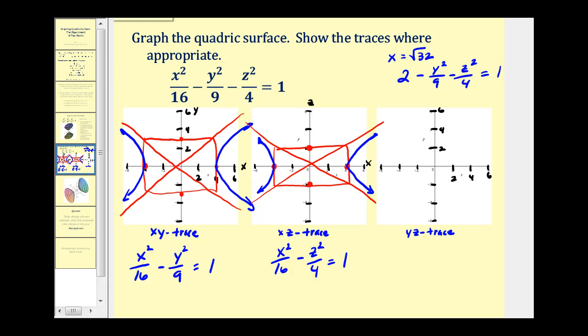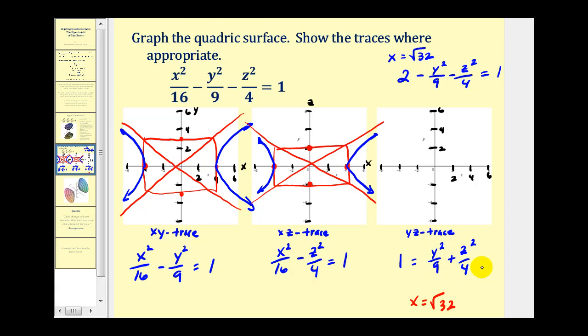So what we're going to use for our trace is going to be 1 equals y squared over 9 plus z squared over 4. And again, we subtracted the 1 to the other side. That's why this was positive 1 on the left. So now this really isn't the yz trace, it's the x equals square root 32 trace. And the square root of 32, well, square root of 36 would be 6. So this is somewhere between x equals 5 and x equals 6. But this will be parallel to the yz plane, so let's go ahead and use this as our trace.